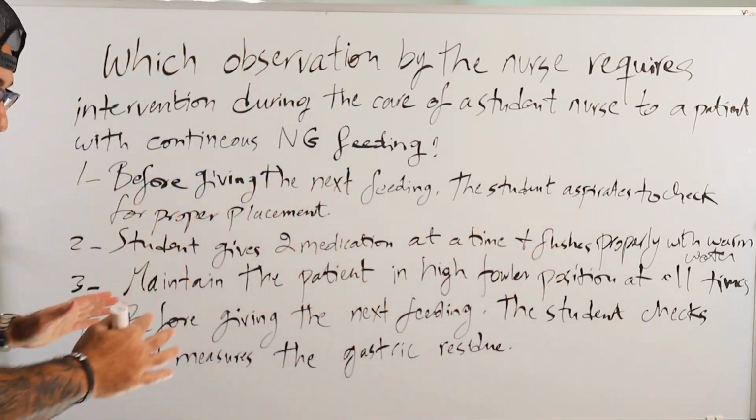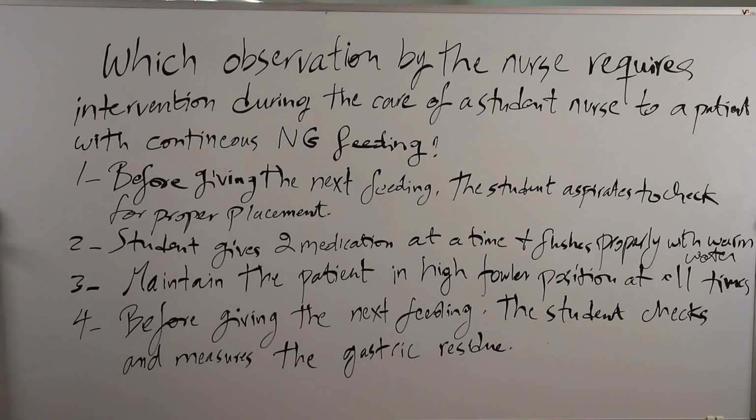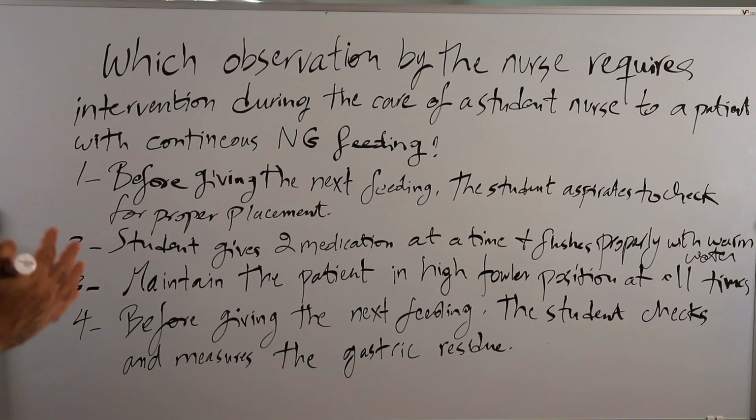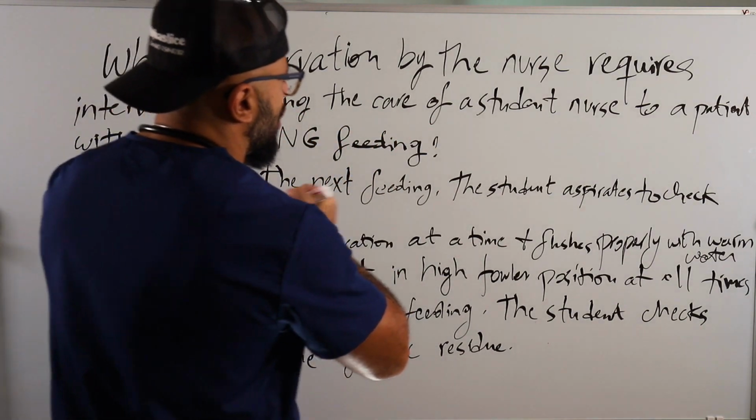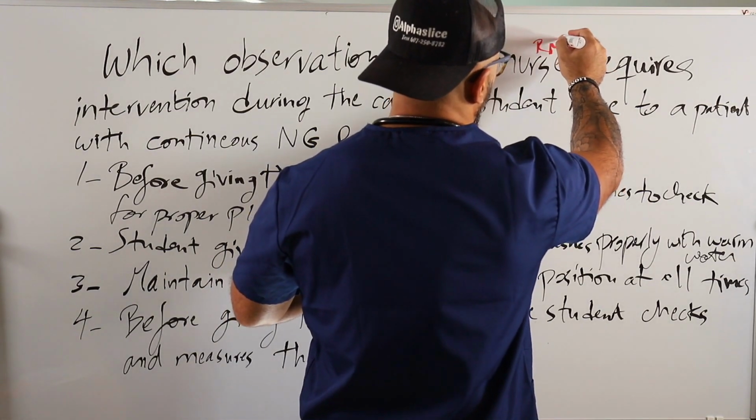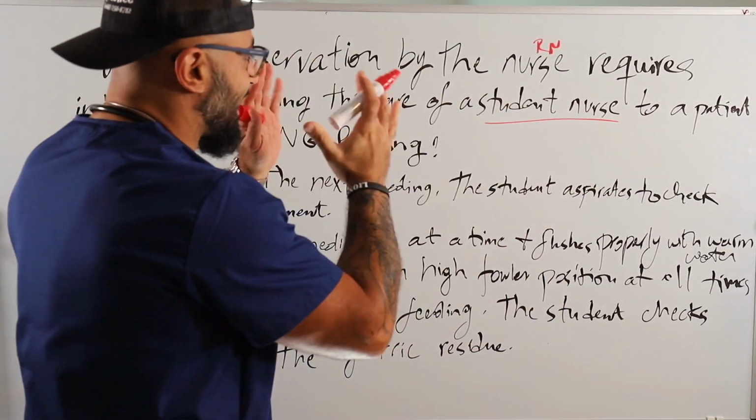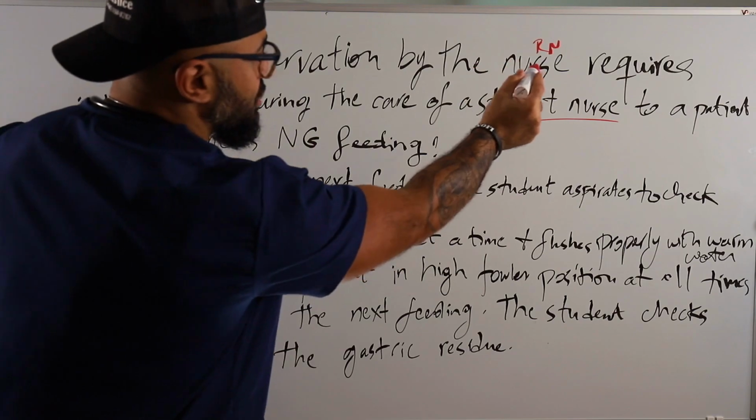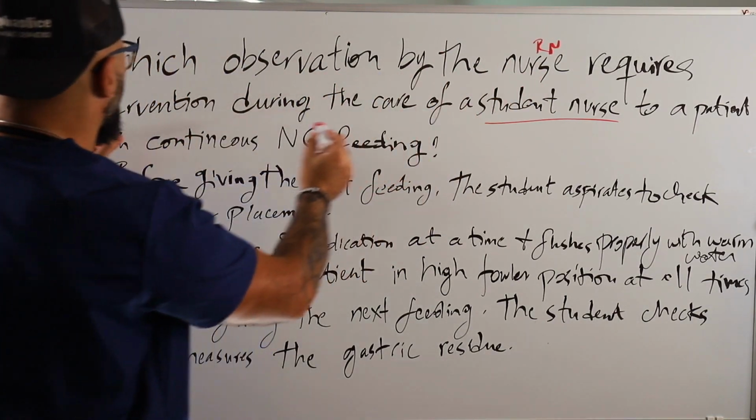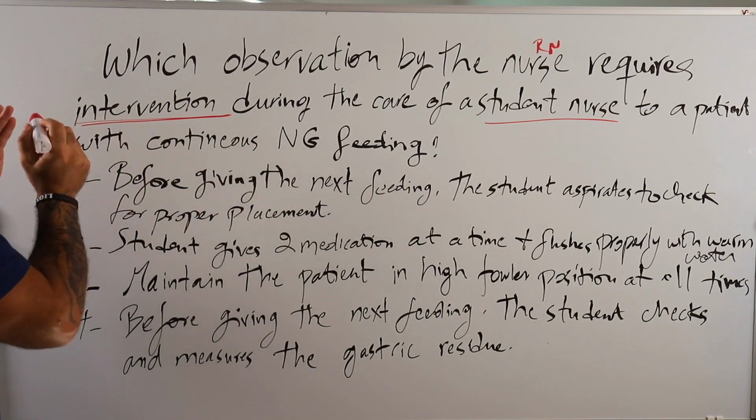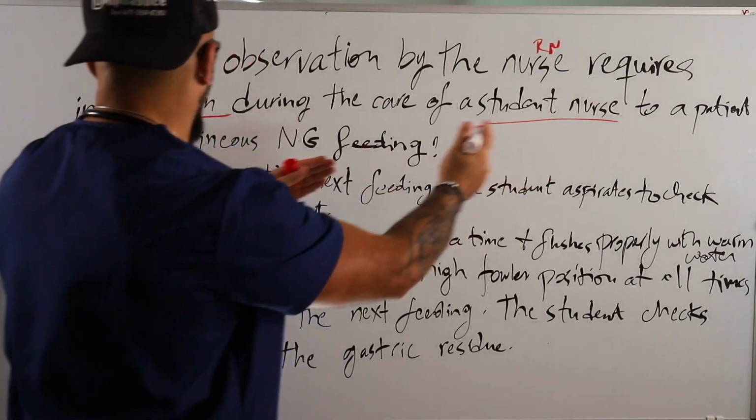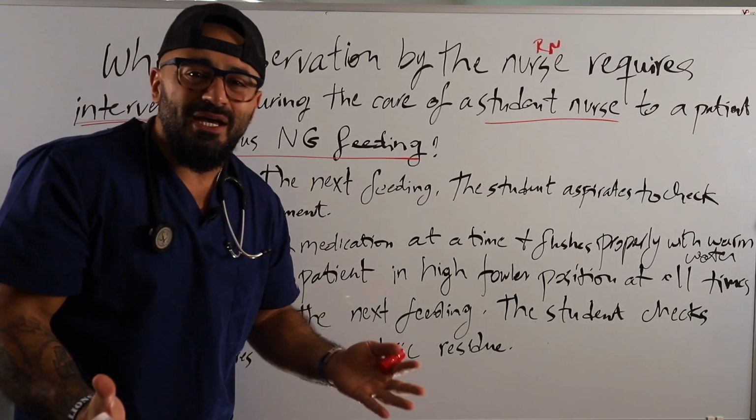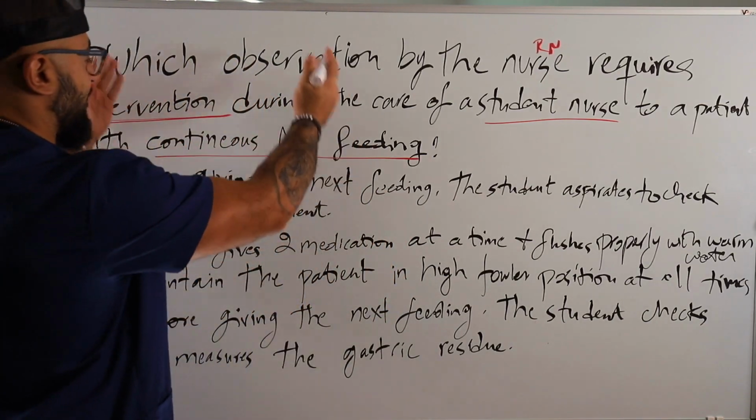So now I'm going to read the question for the second time. Which observation by the nurse requires intervention during the care of a student nurse to a patient with continuous NG feeding? What I understand is you've got a nurse, which is the RN, for example, and then you've got a student nurse. Student nurse is a keyword because now I understand that I'm dealing with a trainee. Which observation requires intervention? That's what I'm looking for. NG feeding is the main topic of the question.